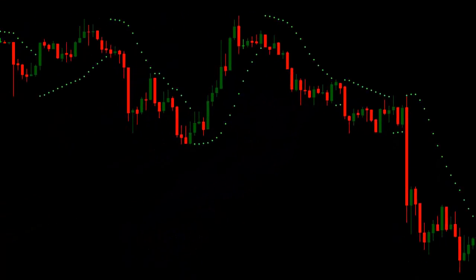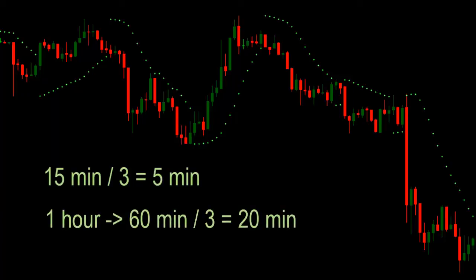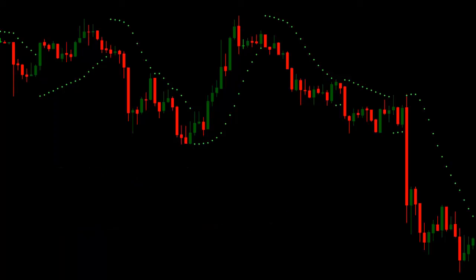To get the most from this strategy, you want to track the market in a time frame that's a third, or as close to a third as possible, of the expiry time of your options. What this means is that if your options expire every 15 minutes, you want to track the market in a 5-minute chart. Or, if the options expire every hour, you want to track the market in a 20-minute chart. Sometimes 20-minute charts are not available, so you should substitute with the closest time frame, for example 15 minutes.